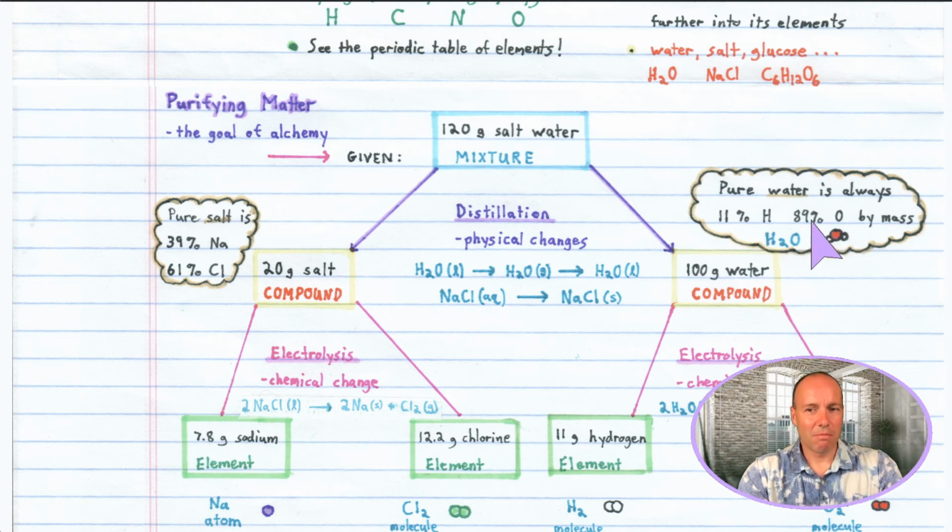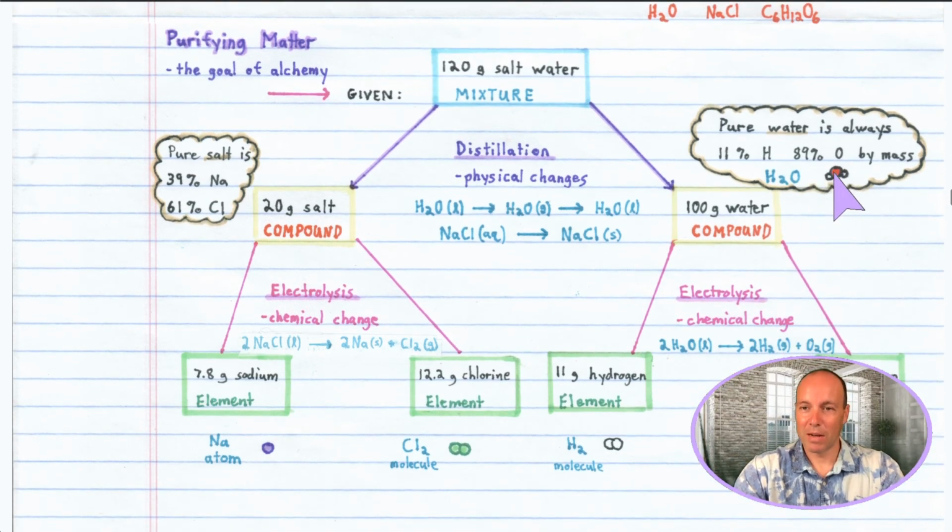That might be a little unsettling because after all, 11 to 89, I thought there were twice as many atoms of hydrogen versus oxygen. Well, that's true. There are always twice as many hydrogen atoms as oxygen, but the hydrogen atoms are very light. They weigh 1/16 of an oxygen atom. So even though you have twice as many hydrogen atoms, of the mass of any sample of water, 11% comes from the hydrogen atoms, and 89% of it comes from the oxygen atoms.